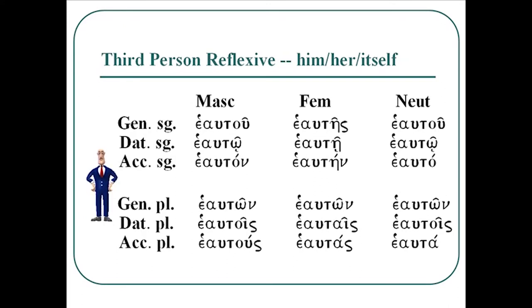So these are the reflexive pronouns in the genitive, dative, and accusative, singular and plural, and for the nominative, the personal pronouns, ego, su, and autos, for this reflexive function, myself, yourself, or himself, herself, or itself.